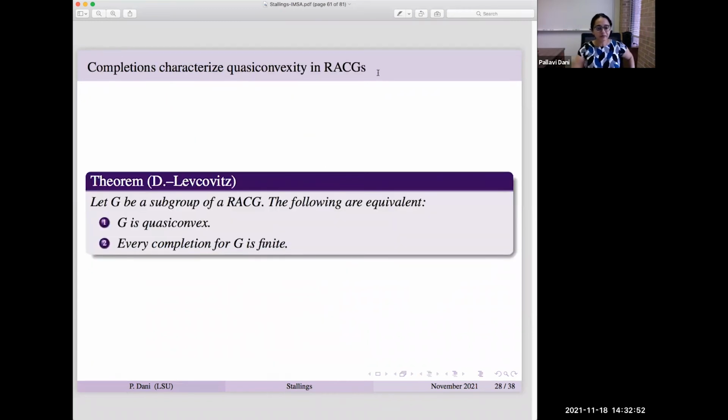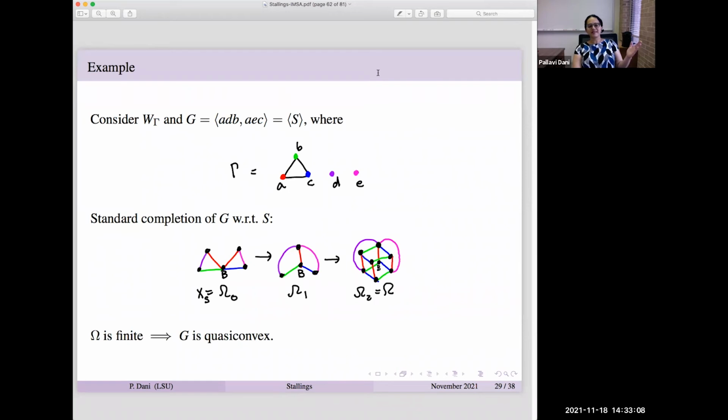But here's a really nice thing: quasi-convexity exactly corresponds to every completion for G being finite. So remember, we had our two examples. In our first example, we computed the completion, which was this finite object here. And that tells me that that subgroup is quasi-convex.